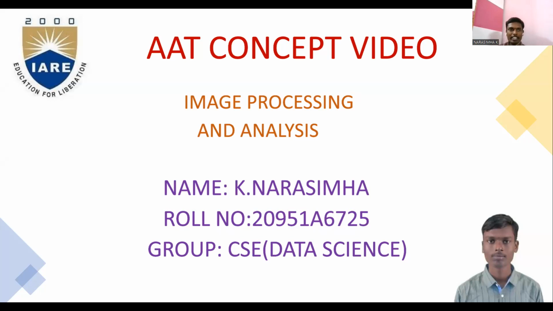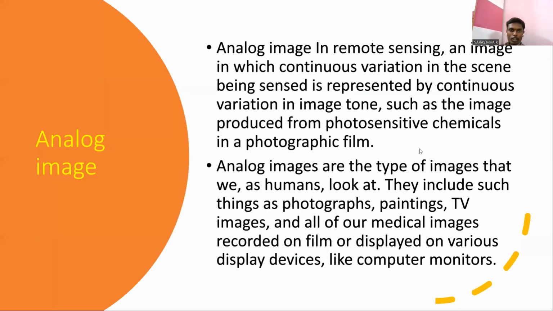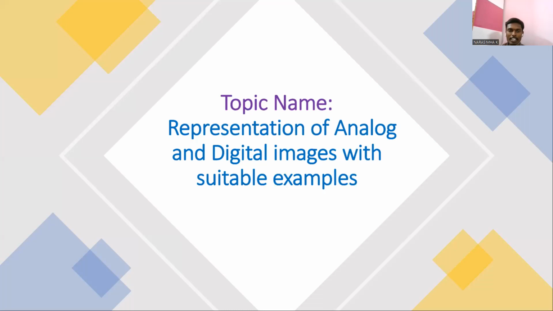Today, as a part of my AIT concept videos, in the subject of image processing and analysis, I want to explain about a topic named representation of analog and digital images with suitable examples. So, first of all, what are analog images and digital images, and what are the suitable examples I want to show in this video?